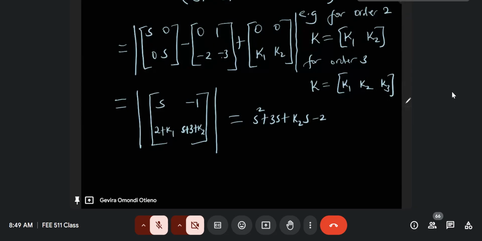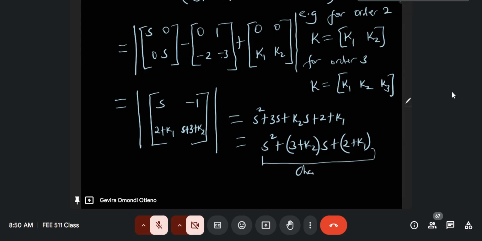No, not minus, because it's this. It should be plus 2 plus k1. Yeah. Please check me so that I don't mislead you. So this is s squared plus 3 plus k2 s, I think. Yes. Plus 2 plus k1, like that. Good. So this is basically our characteristic equation.